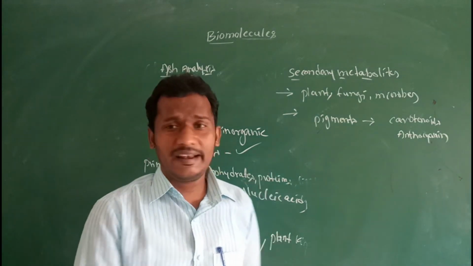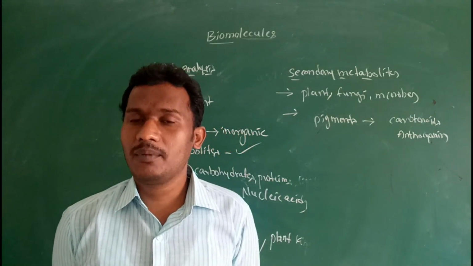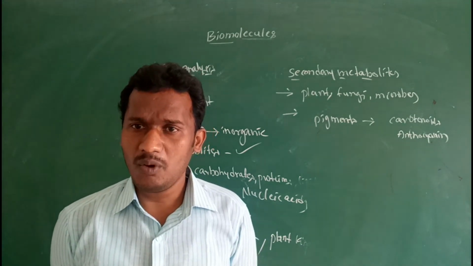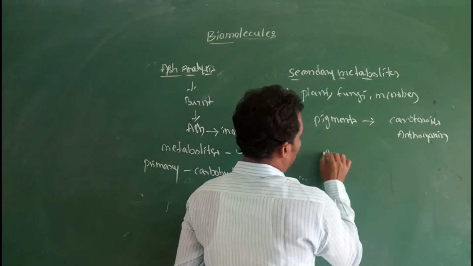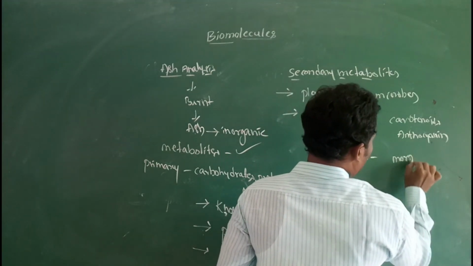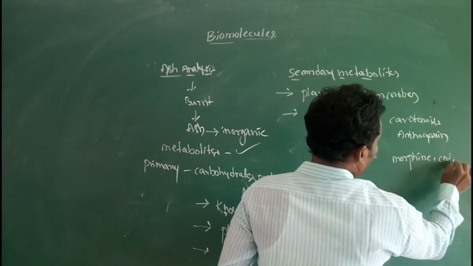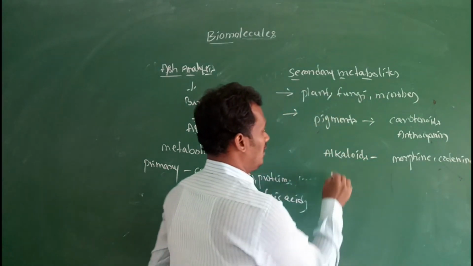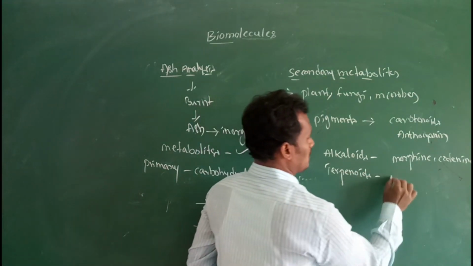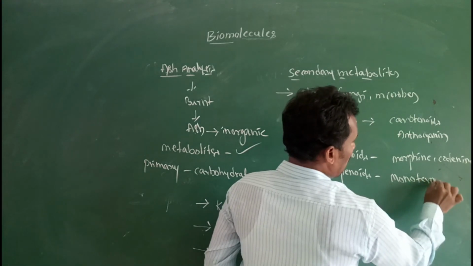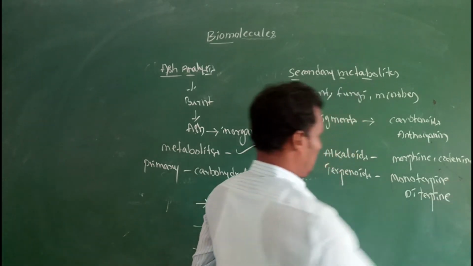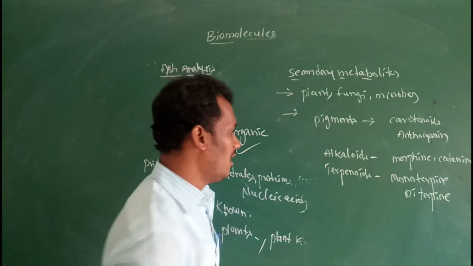These are red, blue, and purple in color. They are responsible for the coloration of different plant parts. Next one, alkaloids. Alkaloids are morphine, codeine, etc. Next one, terpenoids. So terpenoids are monoterpenes and diterpenes.